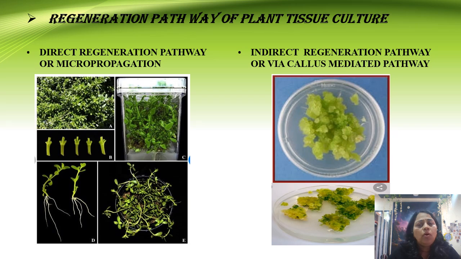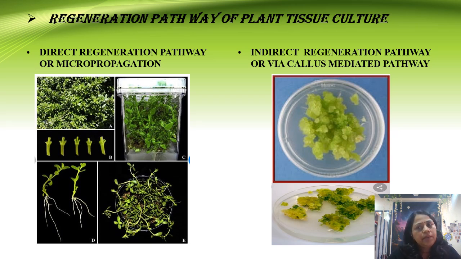Regeneration pathway of plant tissue culture. There are two pathways for regeneration of explant. First is direct pathway or micropropagation. Here you can see when we inoculate the explant on culture medium, the explant converts into multiple shoots, and these shoots are finally rooted and transferred to field. This is the direct pathway.